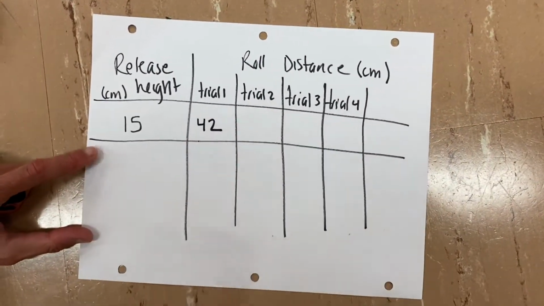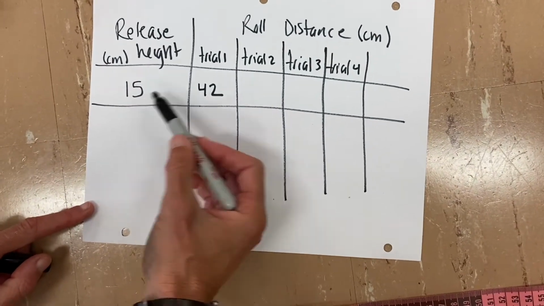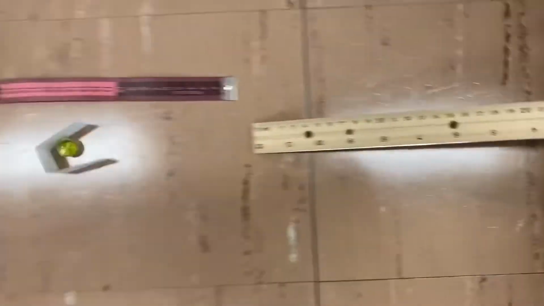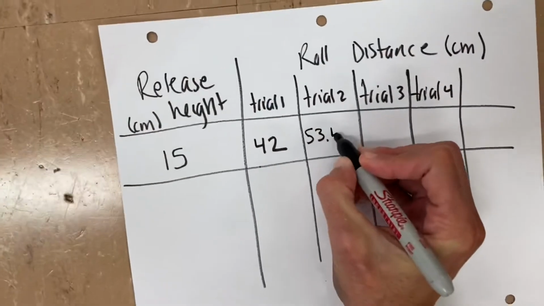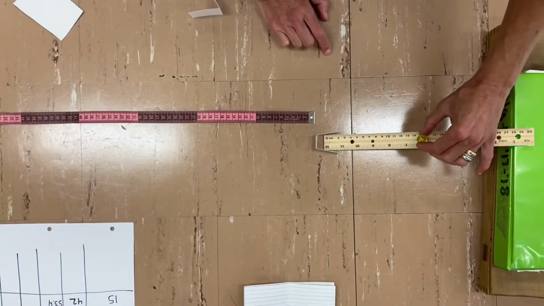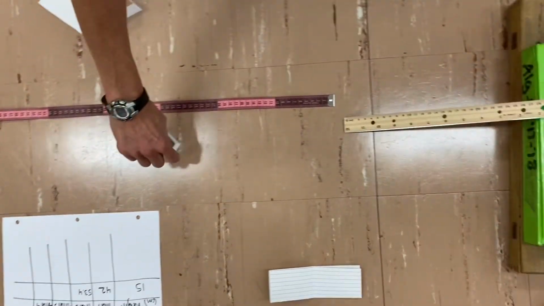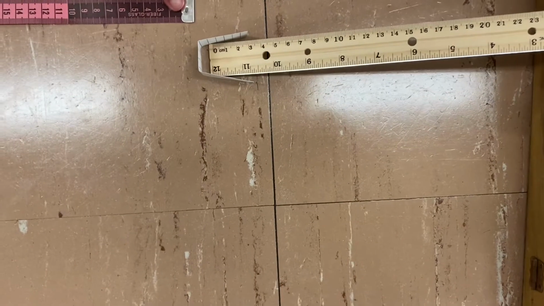The first height was 15, and it gave us a roll distance of 42 centimeters. Once you've collected data with your pencil and paper, you can transfer it over to your slide. You don't have to accept all the trials. For example, in this one, the marble came out, so we didn't count that trial. We just repeated it and didn't record any number.